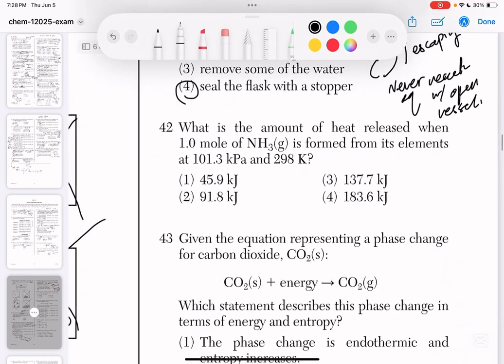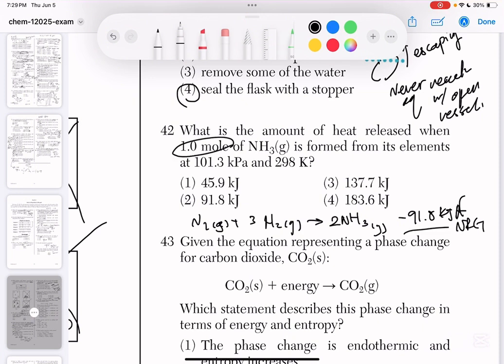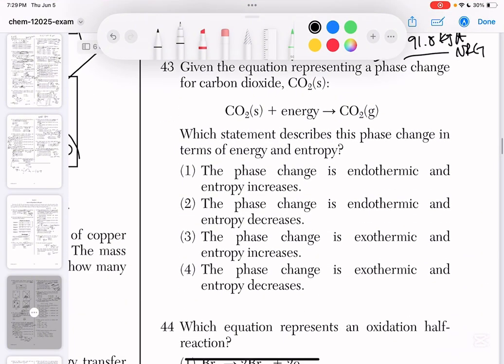Amount of heat released. So we see this reaction here is N2 plus 3H2 gives 2NH3, and that releases 91.8 kilojoules of energy. But since we're only making 1 mole, we have to halve this amount. So if we halve that, it's 45.9.